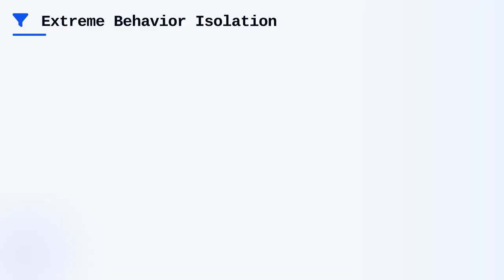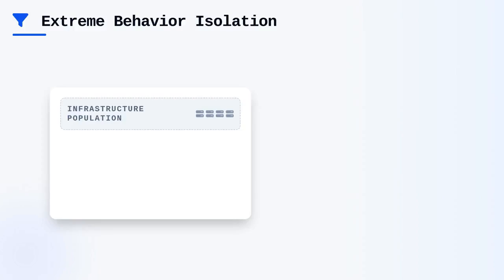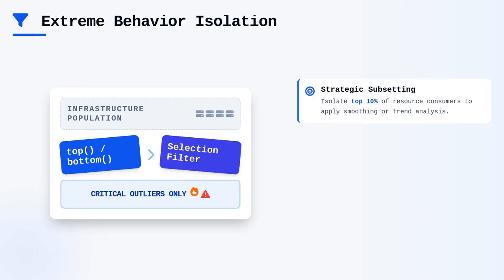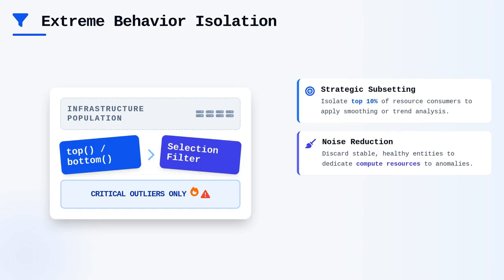A common requirement in large-scale architecture is identifying the extremes of your system's behavior, often characterized by the highest resource consumers. We use top and bottom selection filters to systematically isolate these entities, which allows us to focus our processing rules on the outliers that truly matter. Imagine a scenario where you want to apply a smoothing function or a trend analysis only to the top 10% of services experiencing memory pressure. Using a filter that ranks signals based on their recent value distribution is a quintessential example of efficient subsetting.